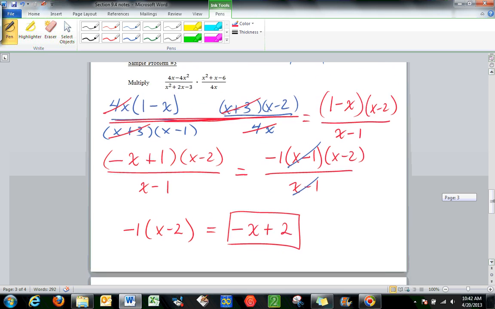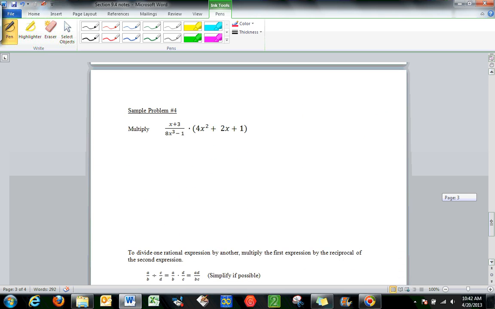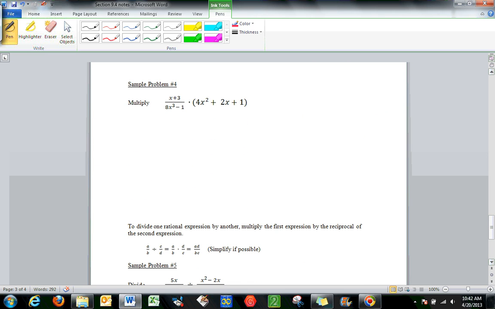Okay, let's go to sample problem number 4 now, and we have a little bit of a different look here. We have a rational expression times just your basic polynomial expression. It's not written in a fractional form. So we need to learn how to deal with this. So go ahead and pause the video right now and see if you can maybe figure out what the method is of working this problem.